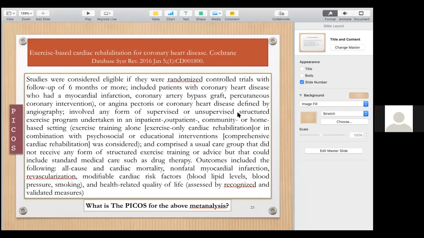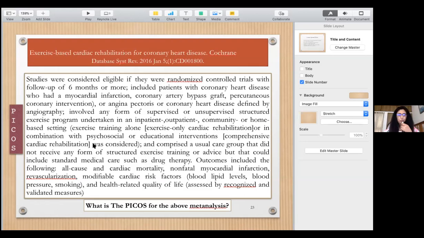Okay. And then what was the intervention here? Supervised or unsupervised exercise program, right? So it's the exercise program, right? Yes. And what was the control group? Psychosocial educational interventions. Psychosocial interventions, like comprehensive cardiac rehabilitation. Can I say? Please do. People who didn't have any kind of structured exercise training.